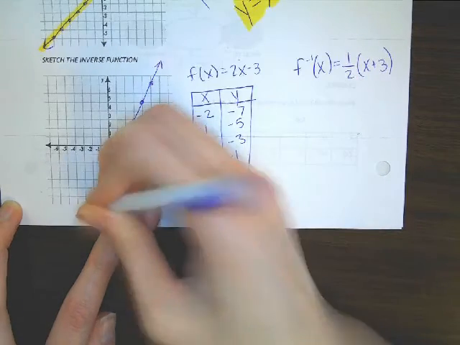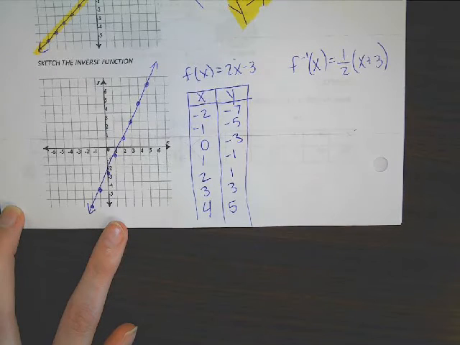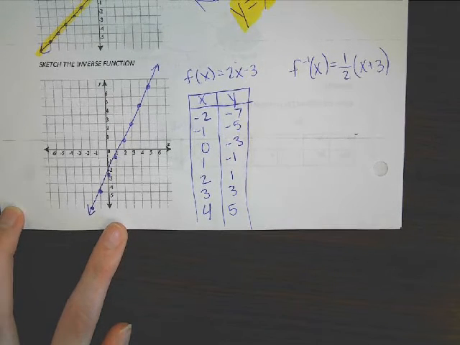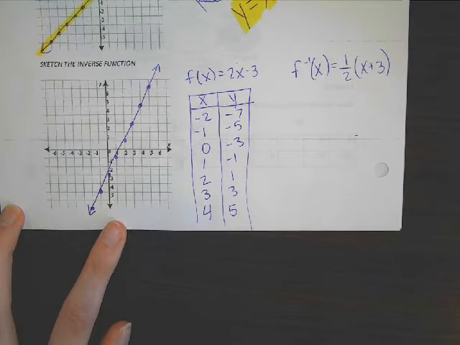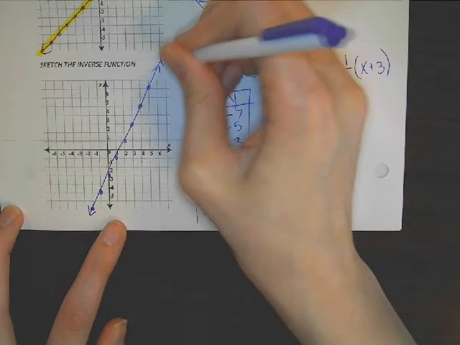Do all functions have that slope? No, only linear does. Only linear is constant rate. All the other ones, you cannot use that. So this was f of x, the original.